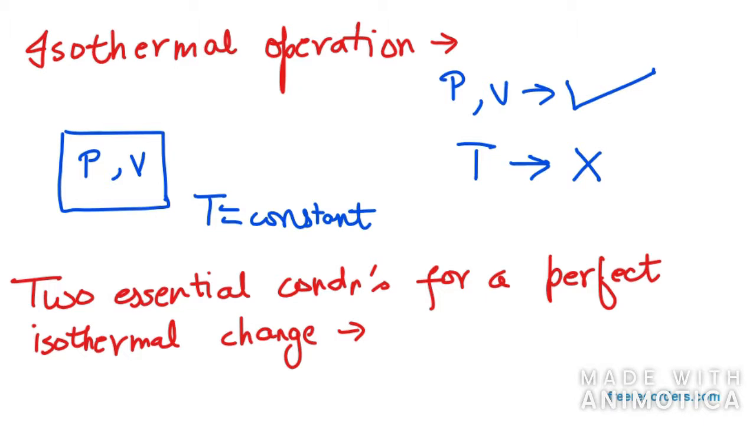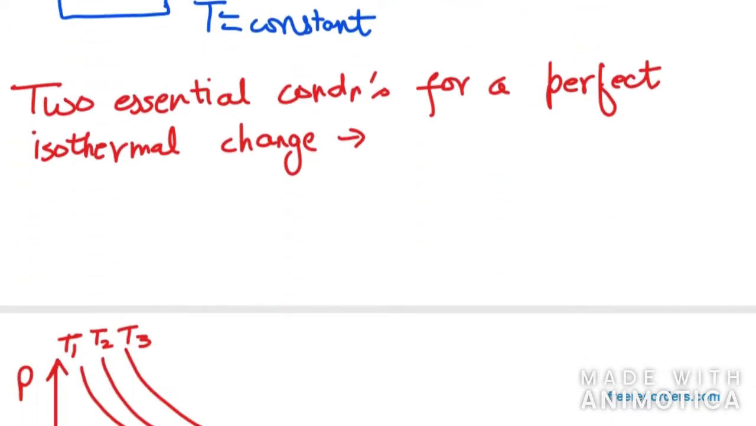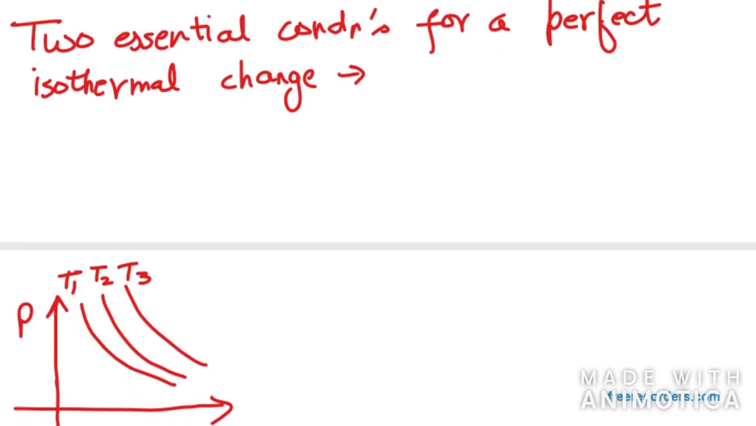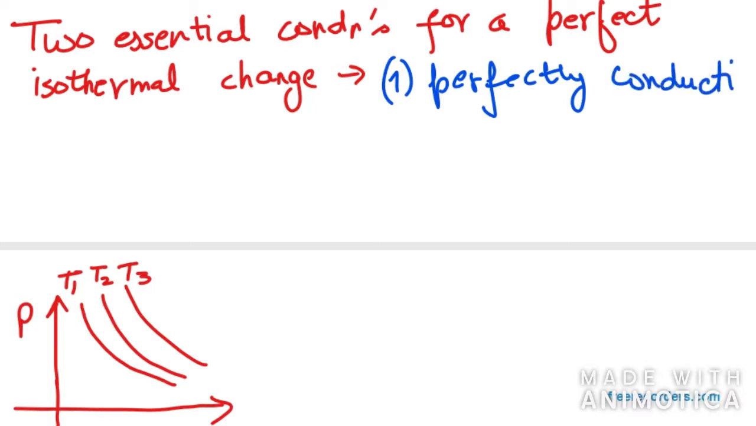Let us now know about two essential conditions for a perfect isothermal change. The first is that the walls of the container we are taking, the thermodynamical system, should be perfectly conducting. If it is perfectly conducting, it can allow free exchange of heat between the gas and its surroundings. The walls should be perfectly conducting. This is the first condition.